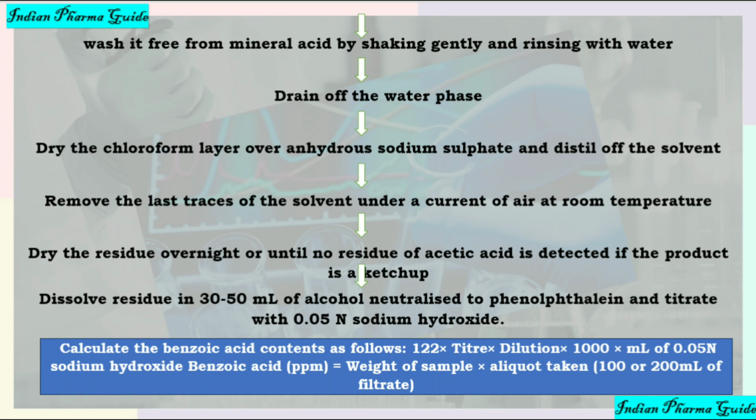Here is the formula to calculate the benzoic acid content. Benzoic acid equals 122 into titer into dilution into 1000 into ml of 0.05 N sodium hydroxide, divided by the weight of the sample into the liquid taken.